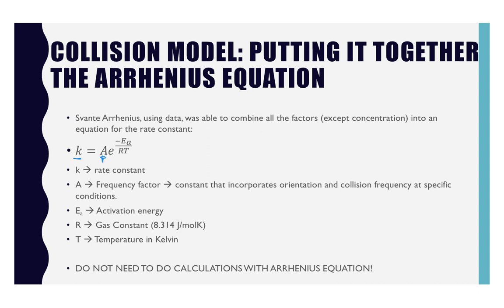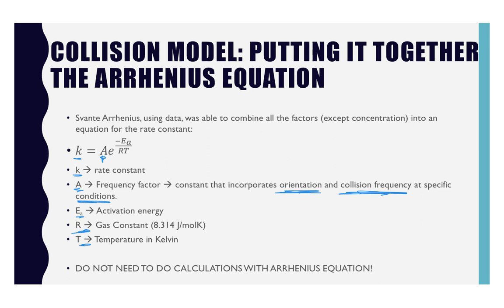Okay, so what are those different things that are part of this equation? Well, obviously K is our rate constant. A is our frequency factor. So this is basically a factor that tells us how frequent a reaction collision is going to be. It incorporates both orientation and collision frequency under specific conditions, so A will be different at different specific conditions. Ea obviously is the activation energy itself. And then R is the gas constant and T is the temperature in Kelvin.